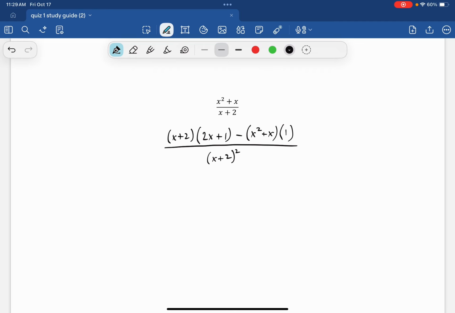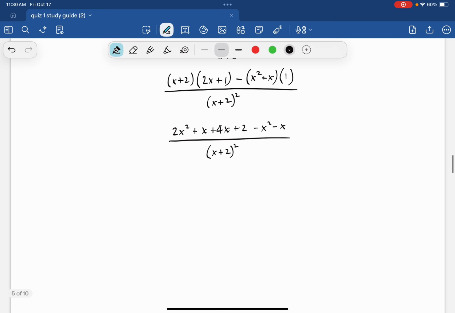So all that remains is needing to simplify the top by expanding it. I probably actually would take off points if you didn't expand it, because that's a very blatant simplification that needs to be done. So we're going to do that. 2x squared, just FOIL, right? 2x squared plus x plus 4x plus 2 minus x squared minus x. Remember, this minus sign needs to distribute across both terms. That's all over x plus 2 squared.